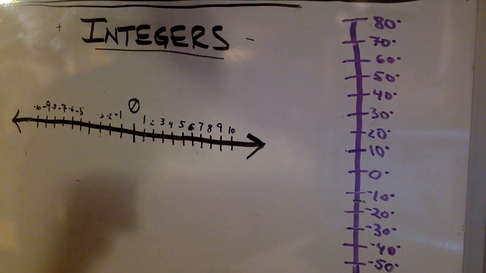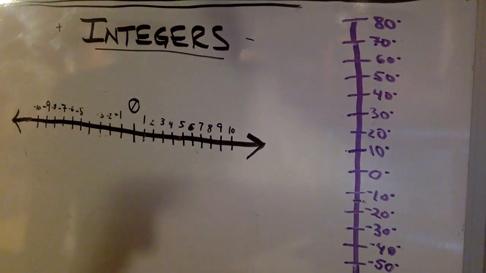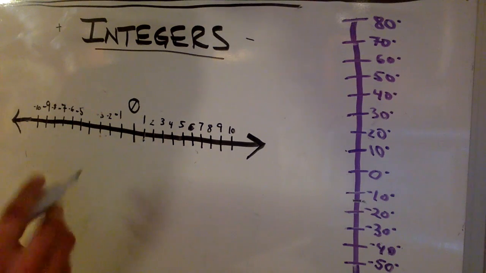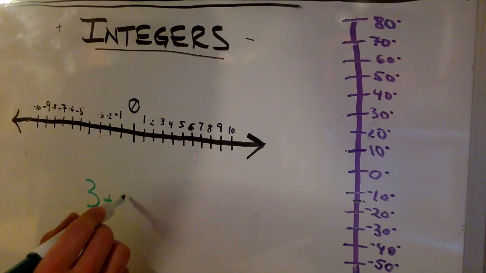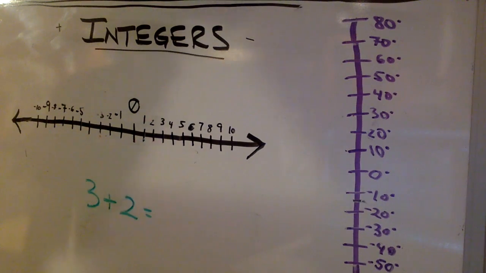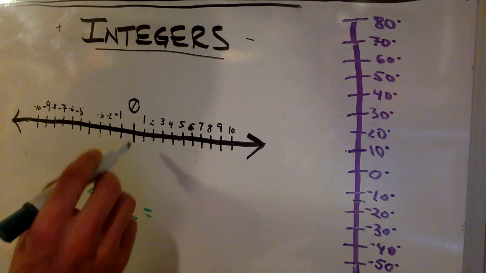Hey there. All right. So now that you know a thing or two about how integers work, it's time to start thinking about how to operate with them. We're going to start with the idea of 3 plus 2, something that you may not have thought about in a while because it just comes to mind so quickly.